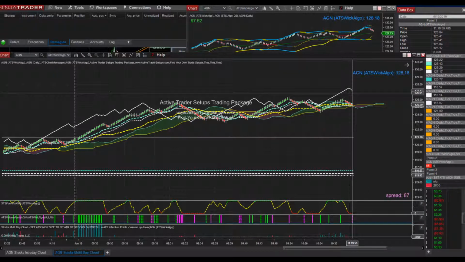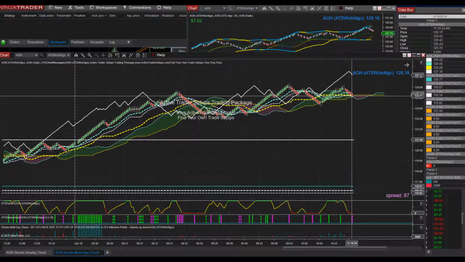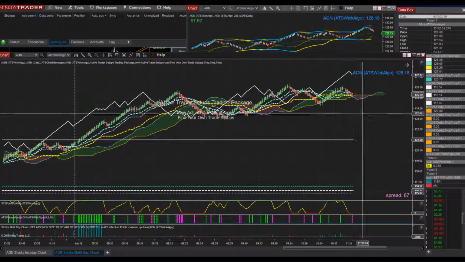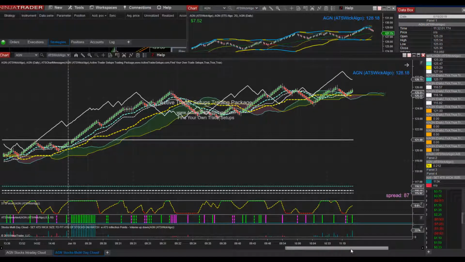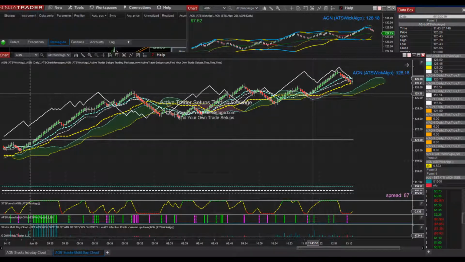I don't have to get a reversal. This is a very thin cloud, and the thinner the cloud, the less support it is. So it could have easily sliced through here and continued down. It didn't. It reversed. I took this trade, and I took this trade right here.